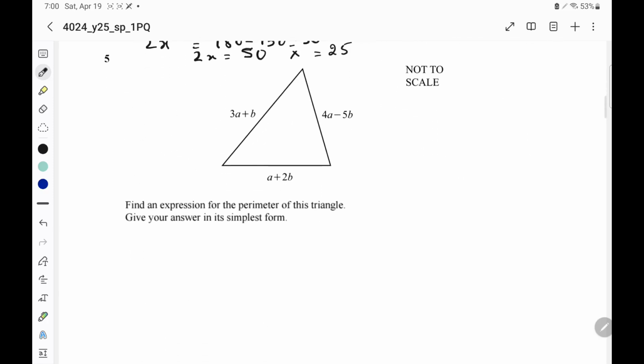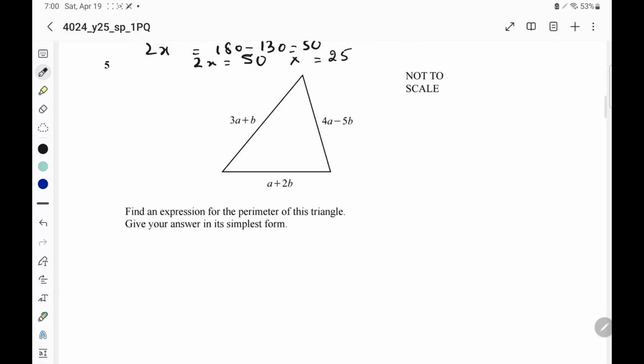Now come to question number 5. A diagram is drawn which is a triangle. Give an expression for the perimeter of the triangle. Give your answer in the simplest form. Perimeter means add all of the sides. So that is 3a plus b, and you have 4a minus 5b plus a plus 2b. We have to write an expression in the simplest form. Now we are going to simplify.